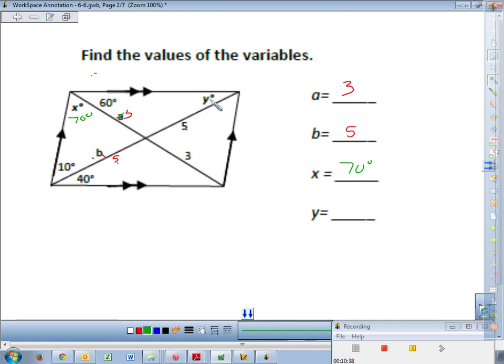Y's up here. How much? 10? Why 10? Why 40? Right, aren't these right here alternate interior angles? And we've got these parallel lines, so good deal. That was a warm-up. Let's try another one.